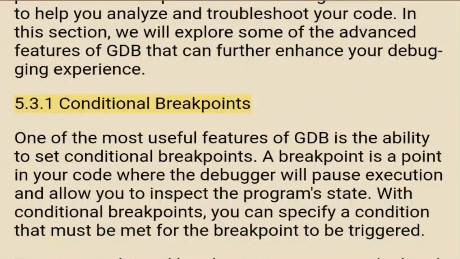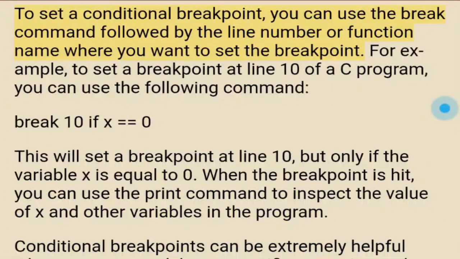5.3.1 Conditional breakpoints. One of the most useful features of GDB is the ability to set conditional breakpoints. A breakpoint is a point in your code where the debugger will pause execution and allow you to inspect the program's state. With conditional breakpoints, you can specify a condition that must be met for the breakpoint to be triggered. To set a conditional breakpoint, you can use the break command followed by the line number or function name where you want to set the breakpoint. For example, to set a breakpoint at line 10 of a C program, you can use the following command: break 10 if x == 0. This will set a breakpoint at line 10, but only if the variable x is equal to 0.